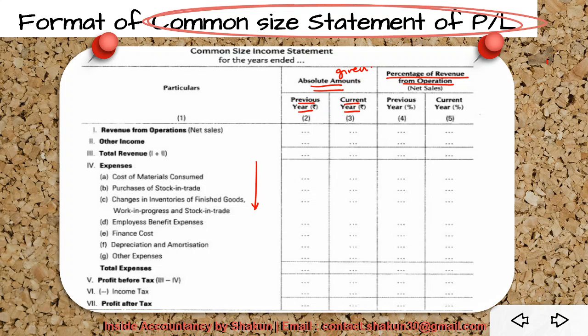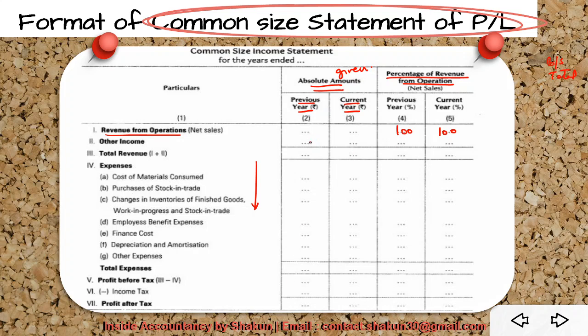In the balance sheet, we had taken the balance sheet total, right? But here we take the revenue from operations as the base. So obviously, whichever is taken as the base, I told you, would have 100%. So this revenue from operations would have 100%, and then respectively for every element we will calculate the percentage.